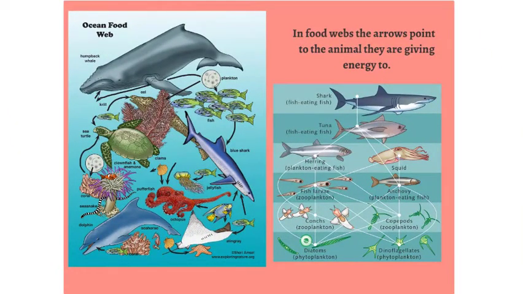So in food webs, the arrows will point to the animals that they're giving energy to. So as we follow along with food webs, the energy is going up that food web, up that food chain to the larger animals that it's giving energy to.